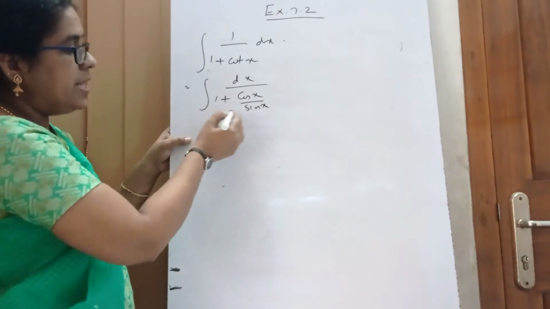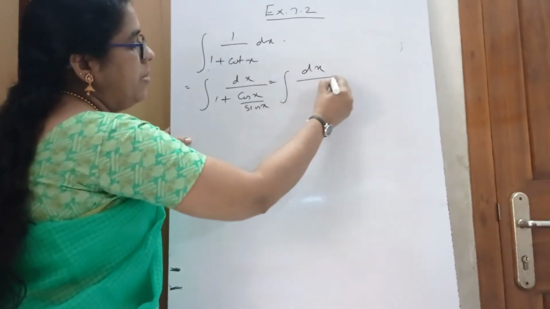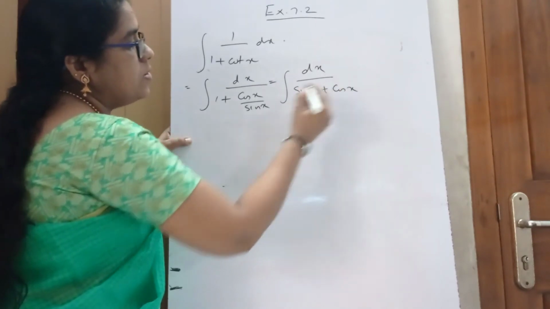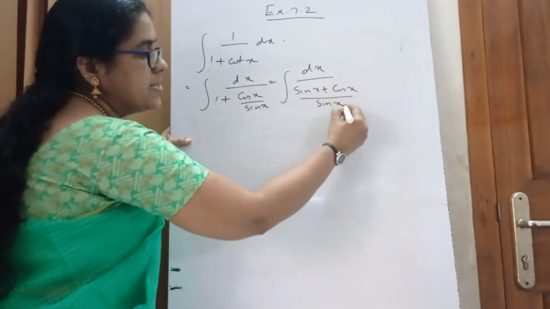Then take the LCM in the denominator, and you will get the integral of dx divided by sin x plus cos x, the whole divided by sin x.